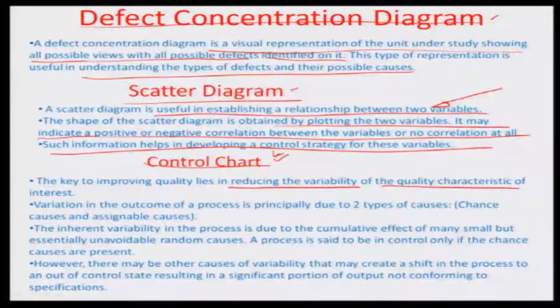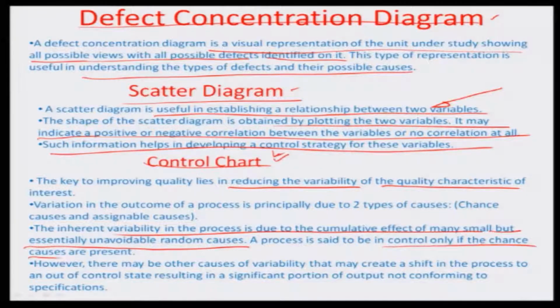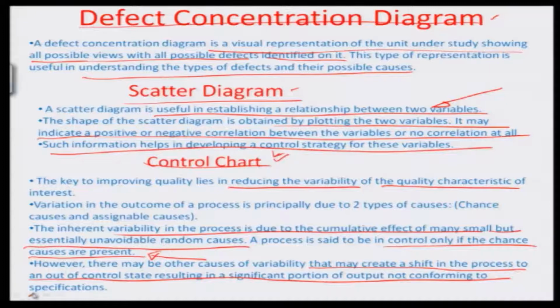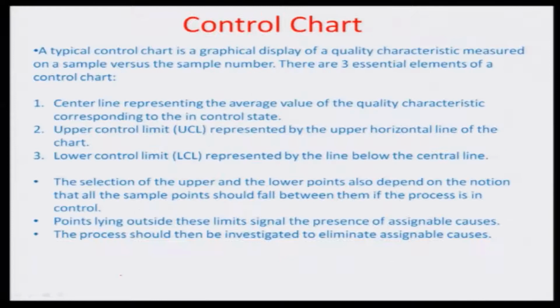The variability in the process is due to a cumulative effect of many small but essentially unavoidable random causes. A process is said to be in control only if chance causes are present in the process. However, there may be other causes of variability that may shift the process to an out of control state, resulting in a significant portion of the output not conforming to the specification laid out, and these are known as assignable causes. And how we plot this control chart is a very critical issue.